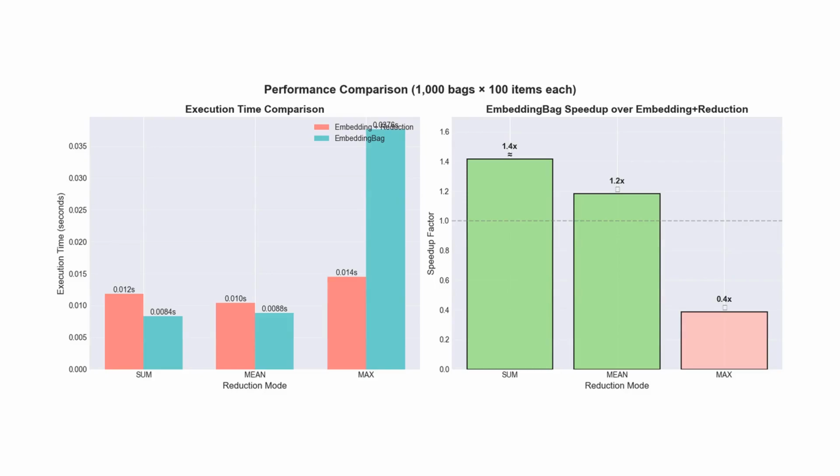It could be related to the specific optimization strategies used in the fused kernel that don't translate well to finding maximum values. Despite these mixed speed results, EmbeddingBag still offers the significant advantage of avoiding the intermediate 3D tensor, saving approximately 114 megabytes of memory in our test case. The memory efficiency comes from the single fused operation rather than separate embedding lookup and reduction steps.